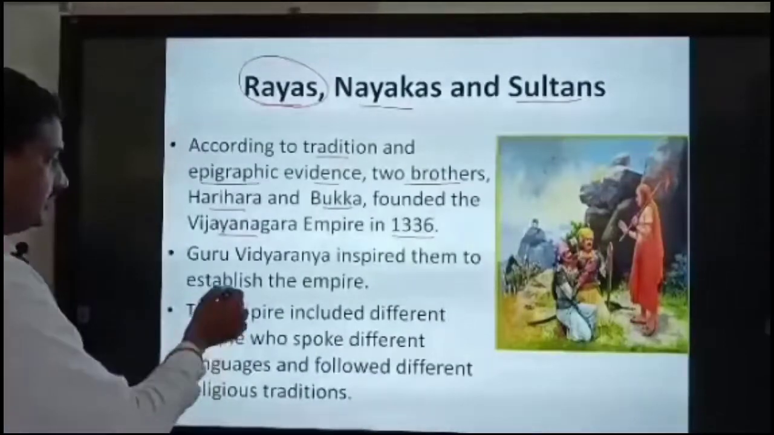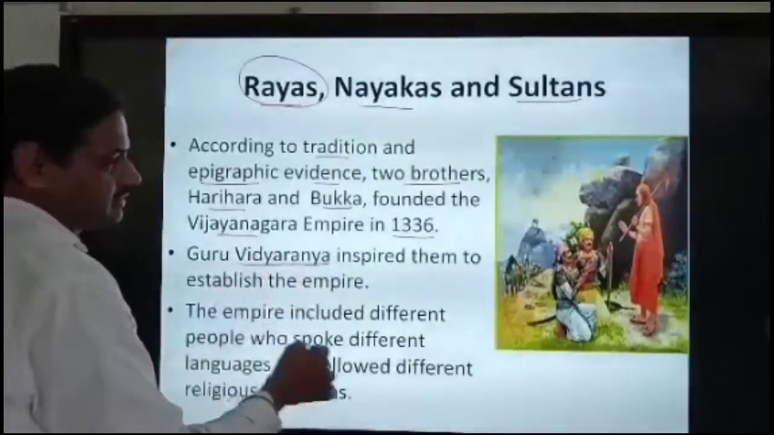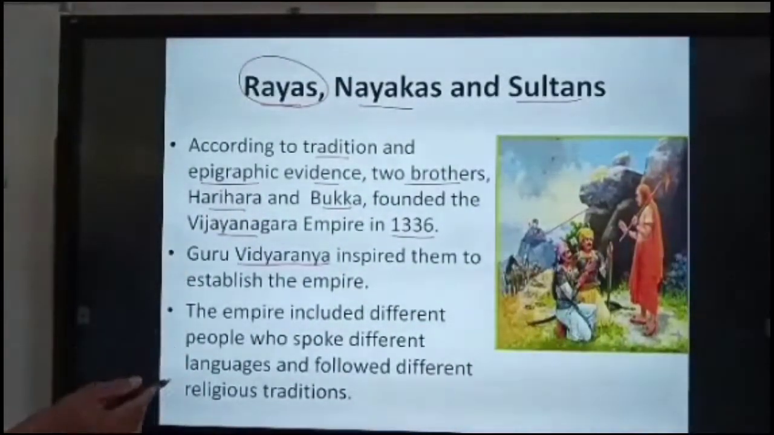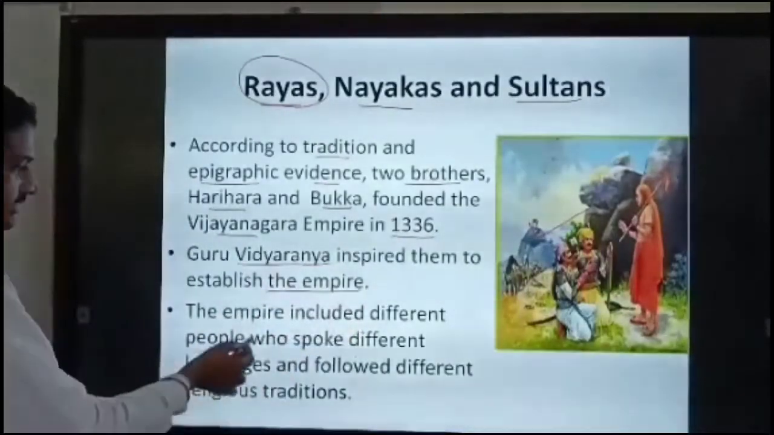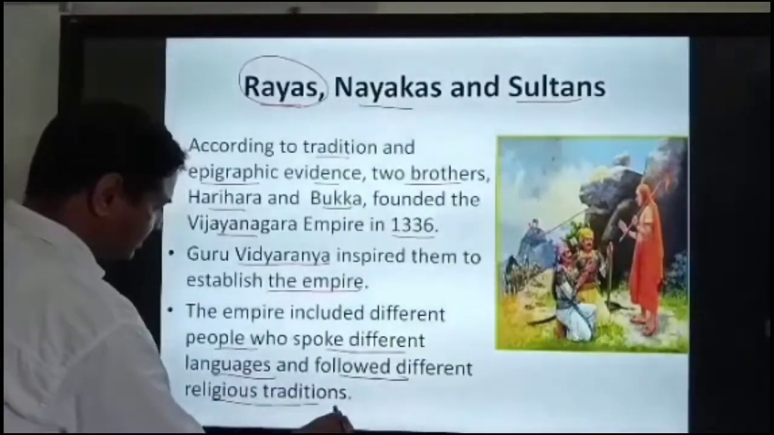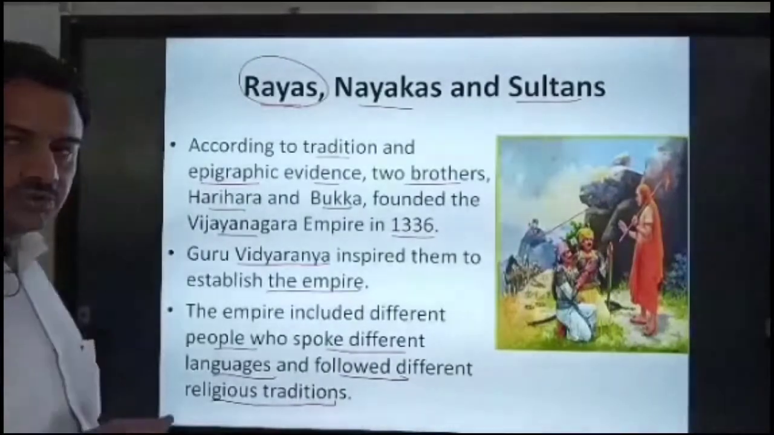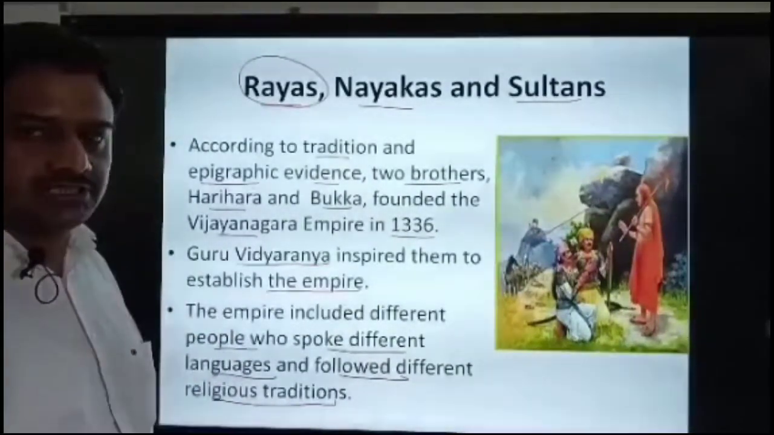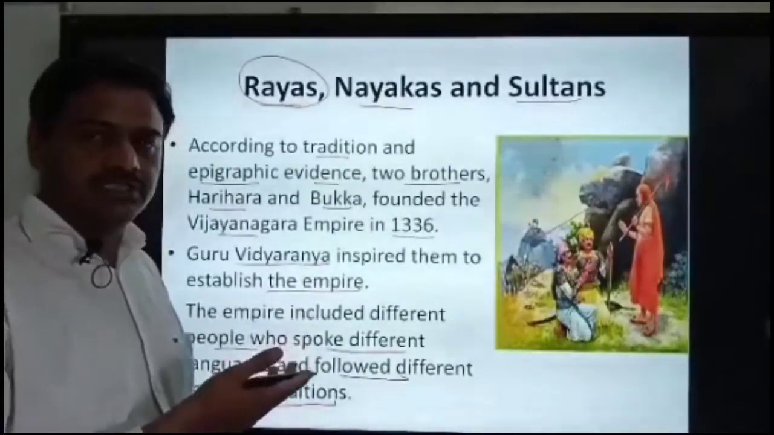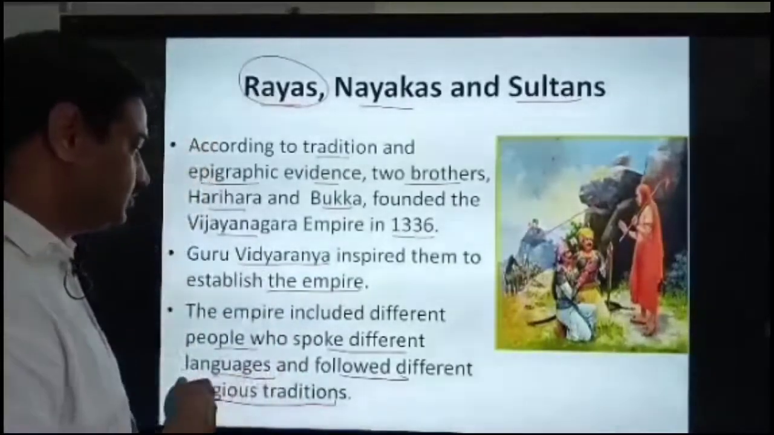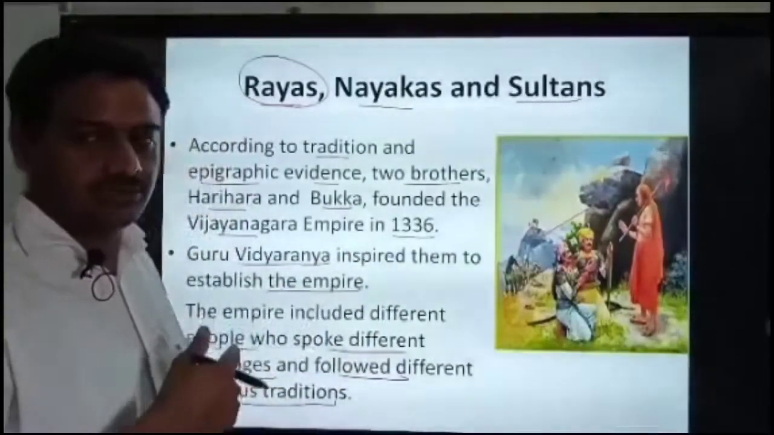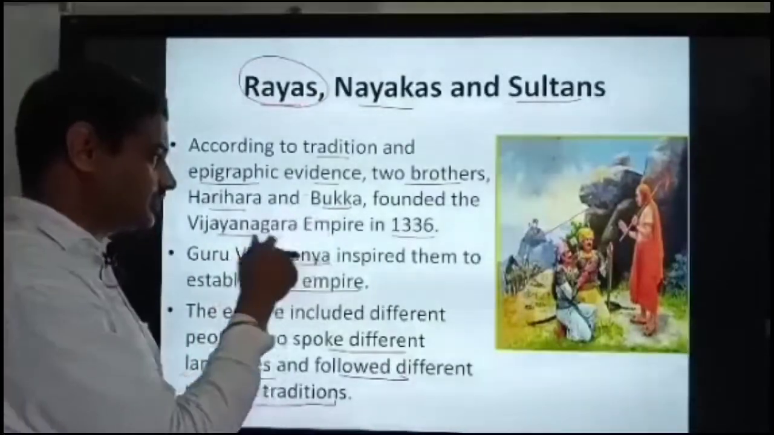inspired by a guru, and his name was Guru Vidyaranya. You can see from the image also that the two brothers are blessed and inspired by the Guru, and they established the empire that is called the Vijayanagara Empire. The empire included different people who spoke different languages and followed different religious traditions. So there were not only Hindu people who used to live in this kingdom, there were people from other religions like Jainism as well as Buddhism, and many people were also from Christianity as well as the Islamic religion. So it was a multi-religious kingdom, and the two brothers were inspired by a guru, and they set up the kingdom of Vijayanagara, and their names were Harihara Rai and Bukka Rai.